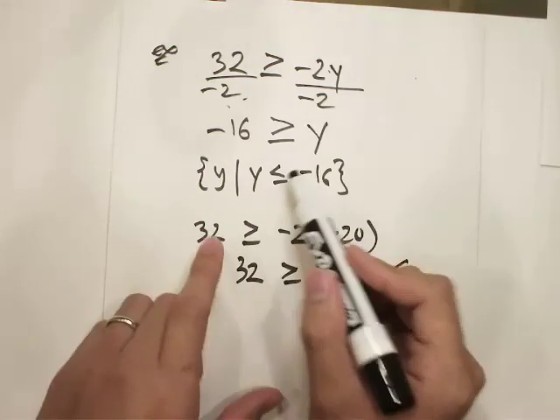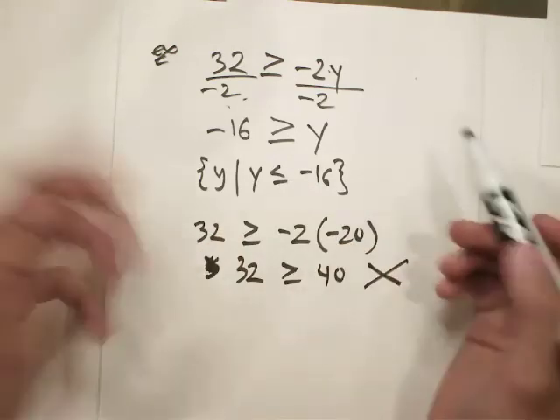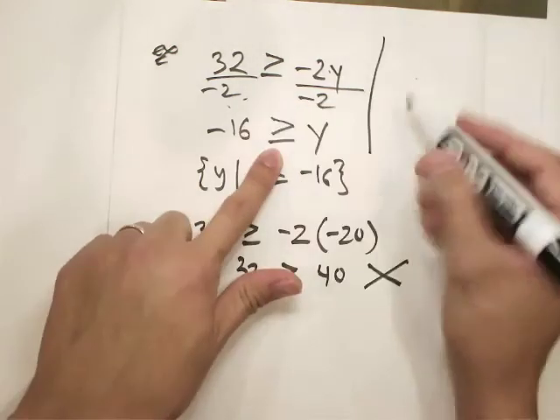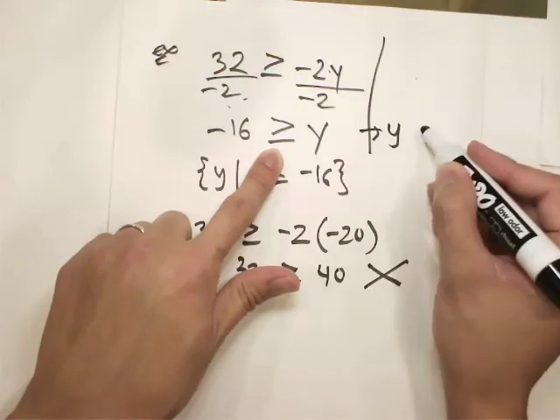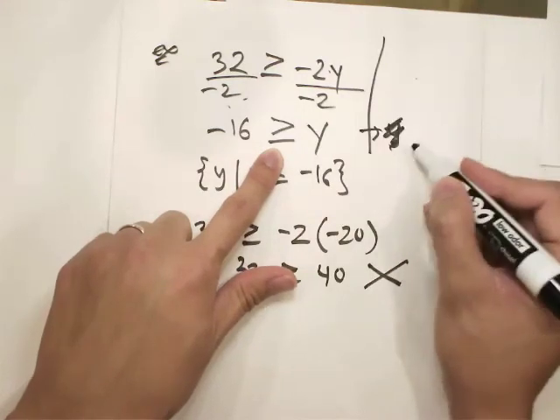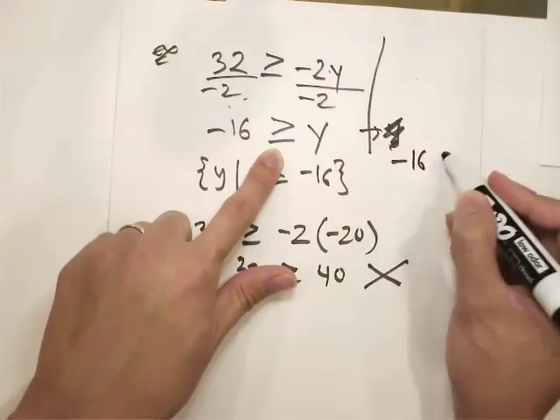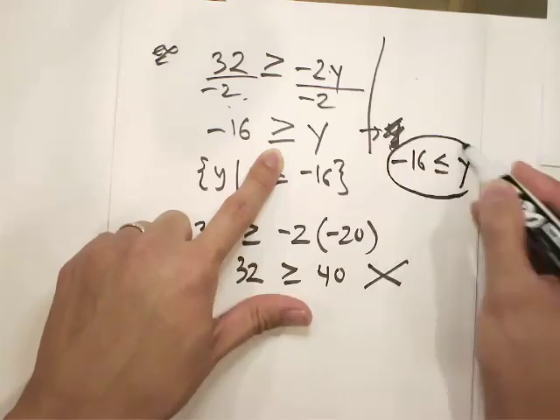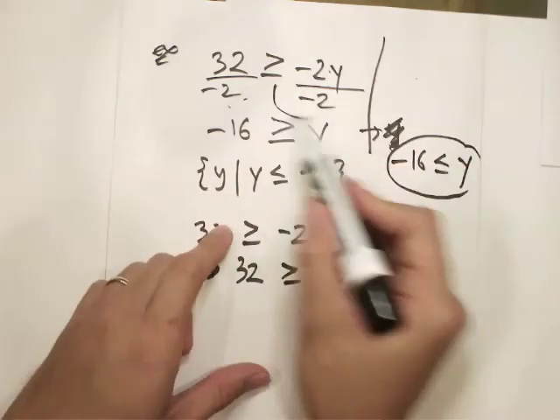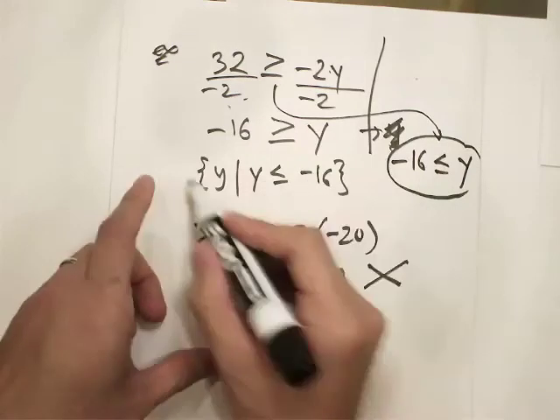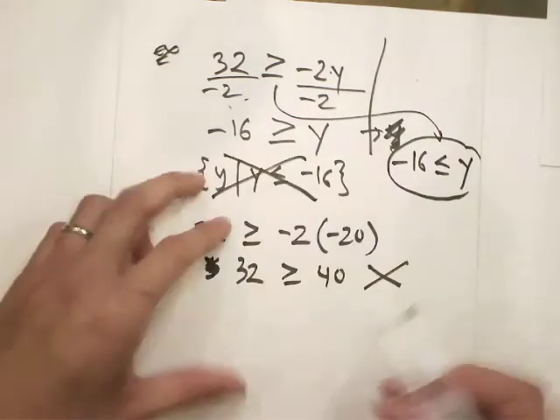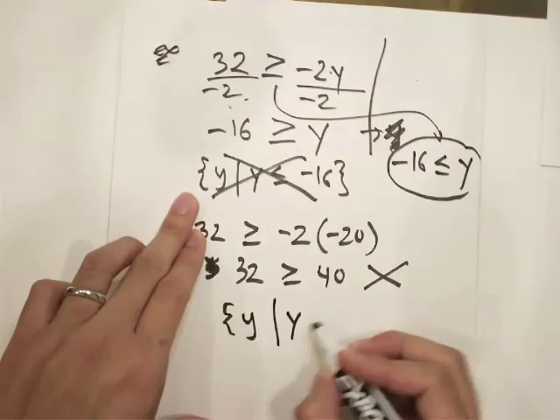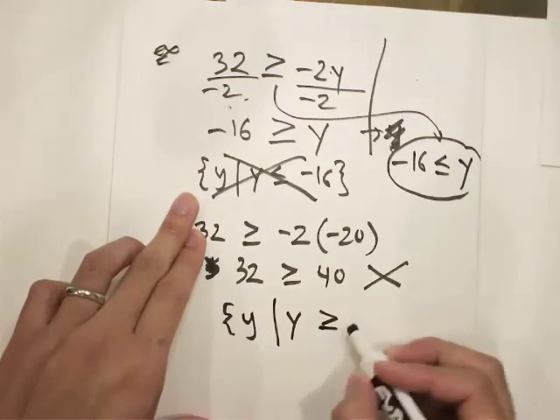Something must be wrong here. And you know why, because when I divide by negative 2, I did not flip the symbol. It should be like this. Y is actually, when I flip the symbol, it's going to be negative 16 less than or equal to y. Okay, so that is the actual answer. Don't forget, notice that I flipped. And then when you represent that as a solution set, it should be there exists a y such that y is greater than or equal to negative 16.